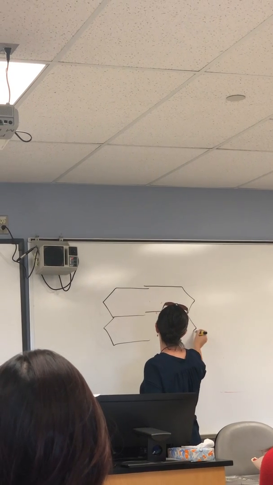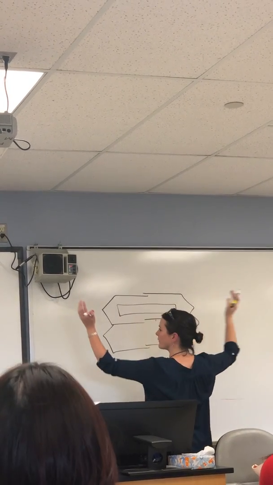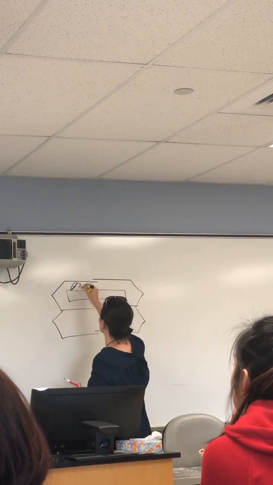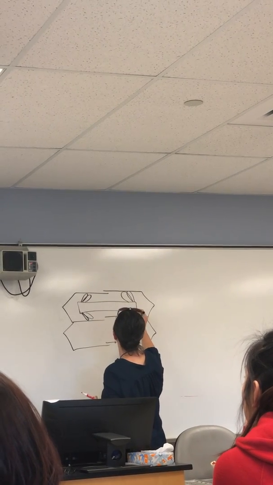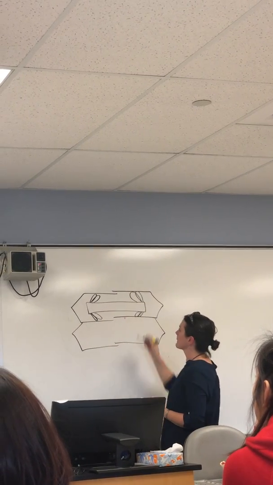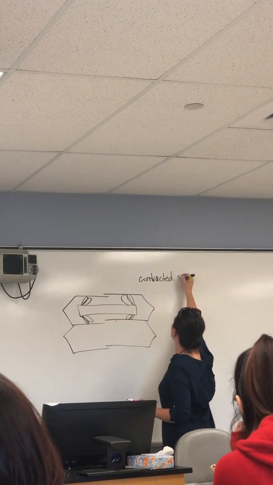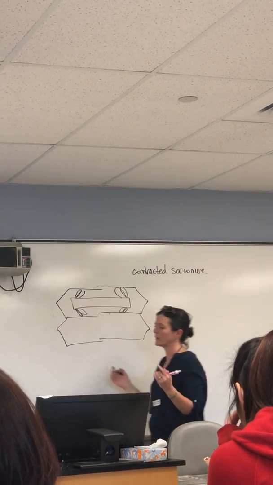This is going to be our contracted sarcomere. So the heads were facing that way. They pivoted, and now we can draw it like this to show that they pulled in. Okay? So they pivoted inwards.